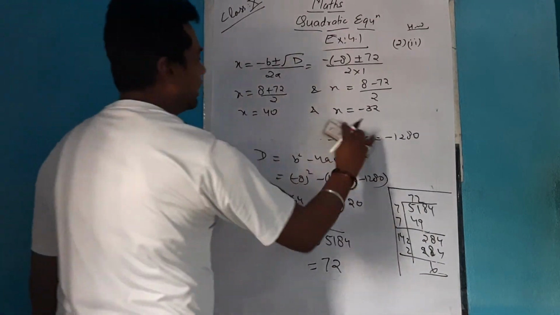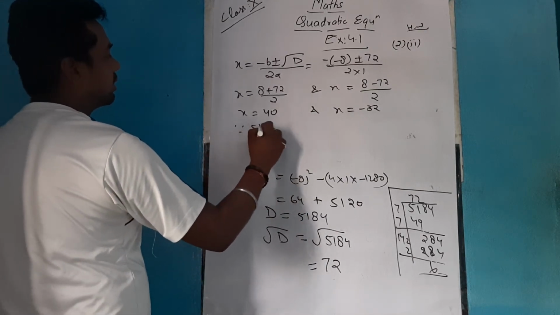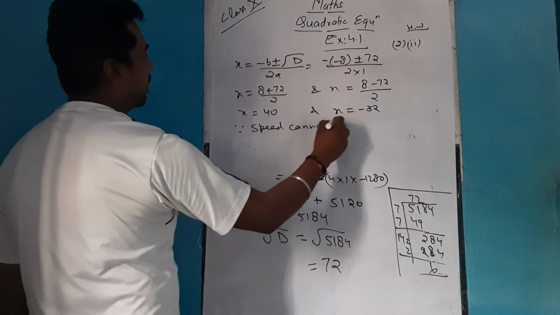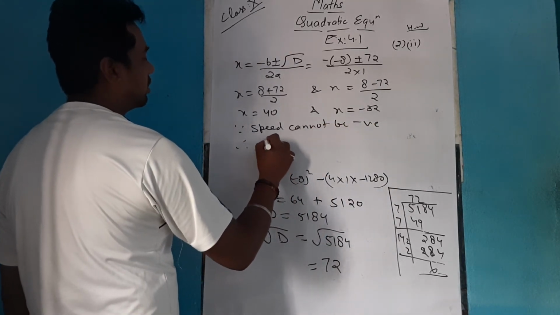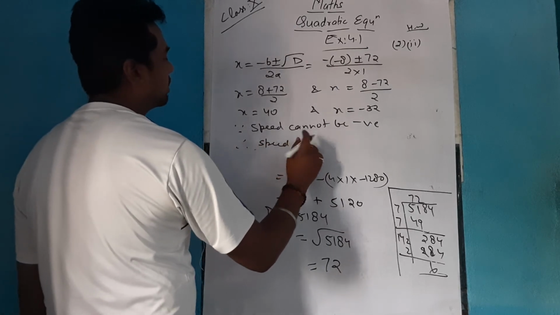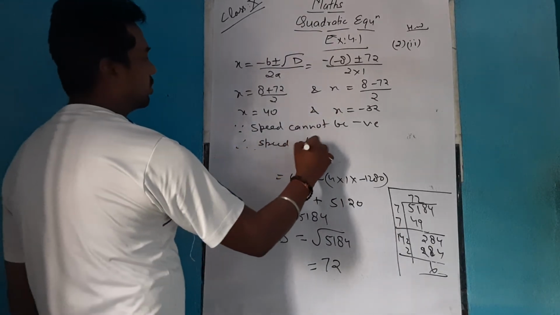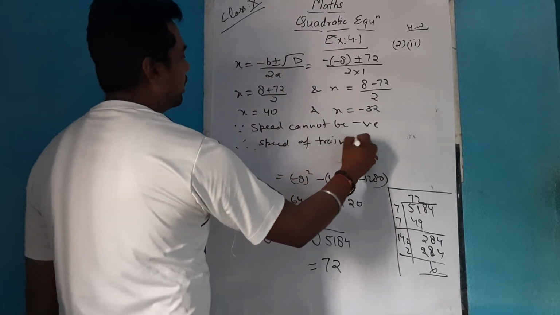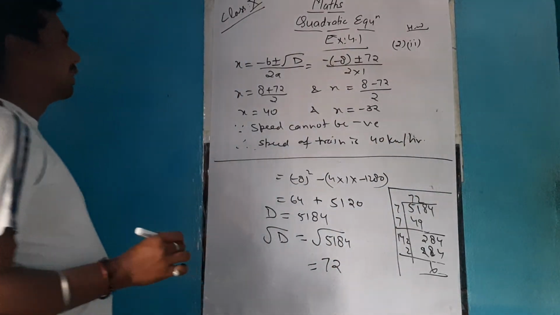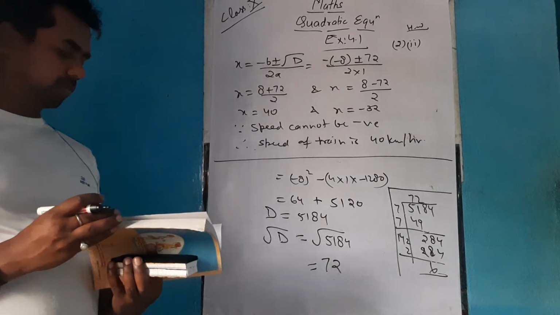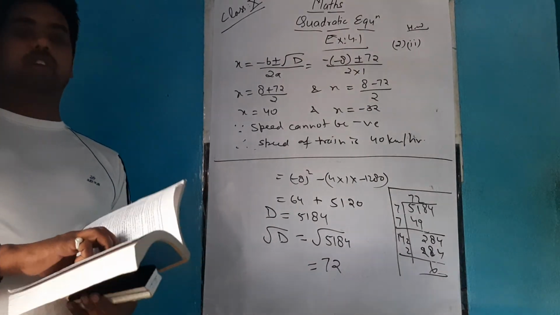We will conclude that since speed cannot be negative, therefore the speed is 40. The question is asking the speed of the train. So the speed of the train is 40 km per hour. This will be your final answer. So this way you will solve the word problem.